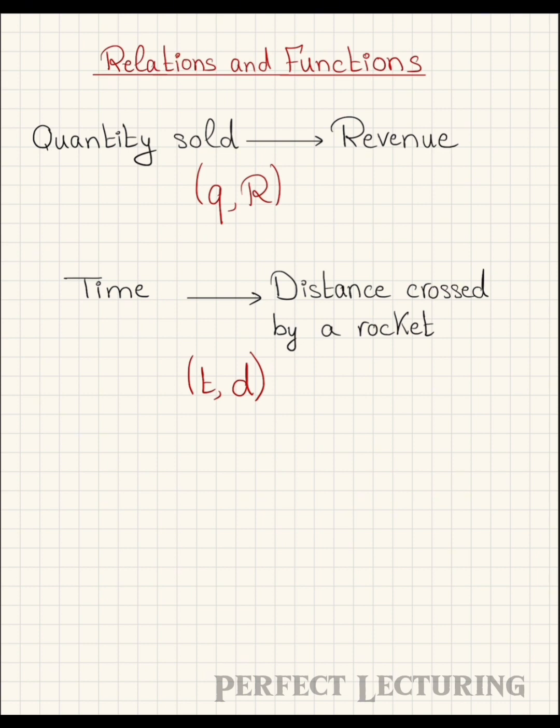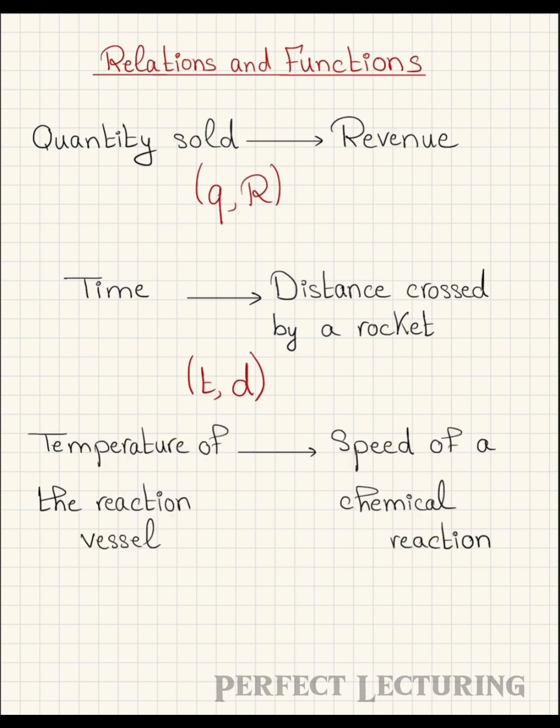One more example, I can find the speed of a chemical reaction given the temperature of the reaction vessel. So given the temperature T, I will be able to calculate the speed S. All these examples are called relations in math. So in a relation, as you can see, we have two changing quantities which are related to one another. And these quantities are ordered pairs.